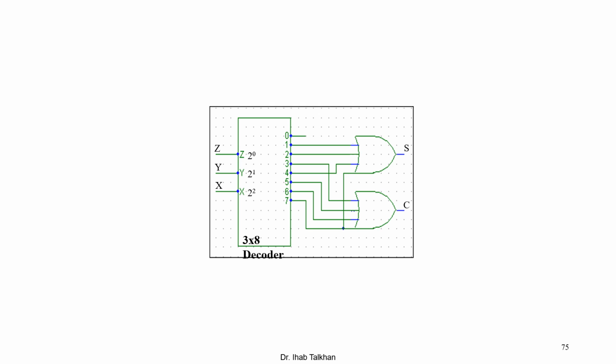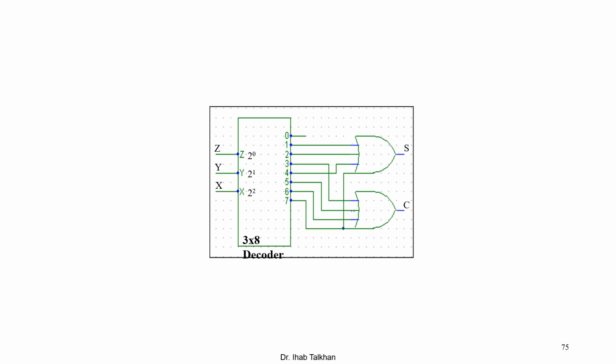In this slide, as you can see, we are using a 3 by 8 decoder, which is a standard one, and we have the inputs X, Y, Z. Z is the least significant, power 0, Y is power 1, and X is the most significant, power 2. As you can see here, we have 8 outputs, from 0 up to 7. What I'm doing here is just choosing the positions where S equals 1 or C equals 1, and after that I'm using an OR gate.